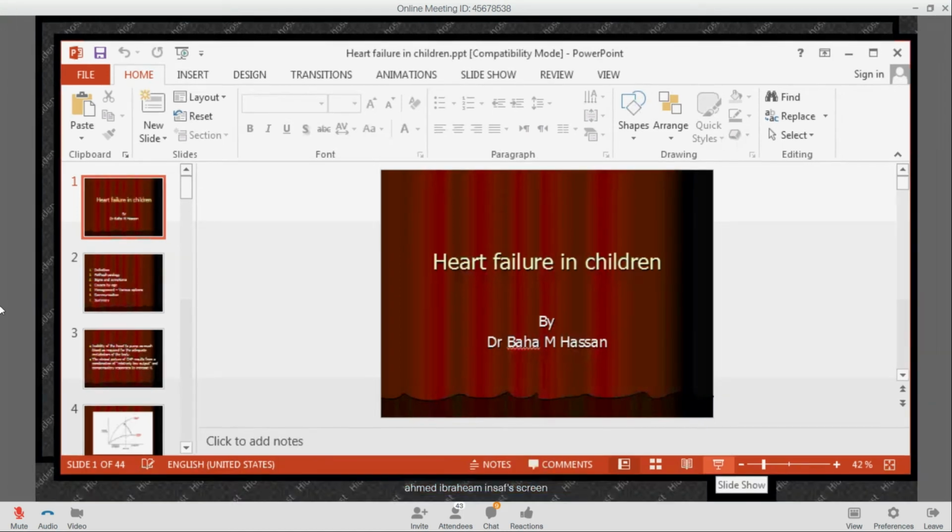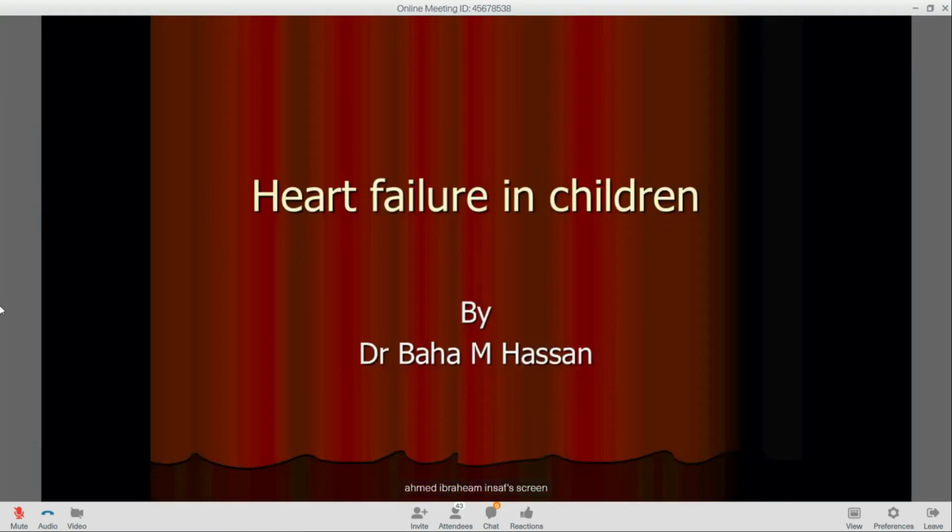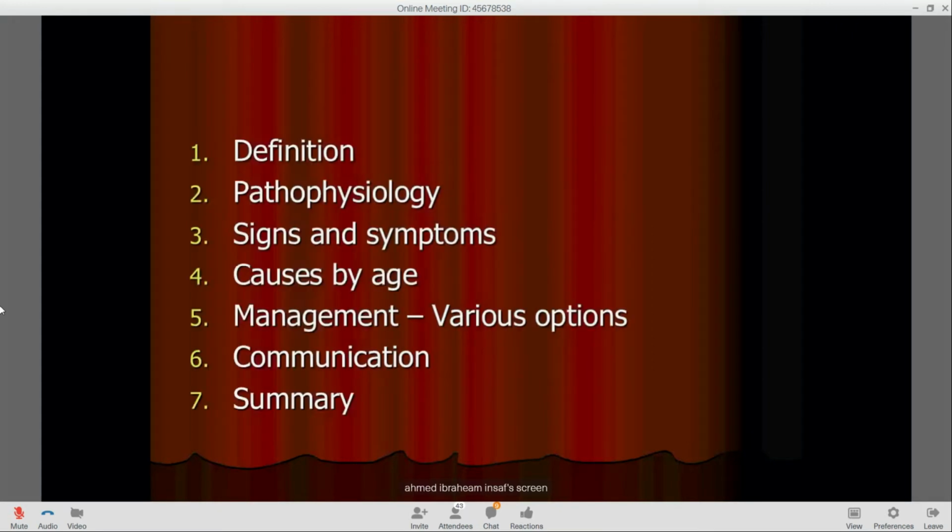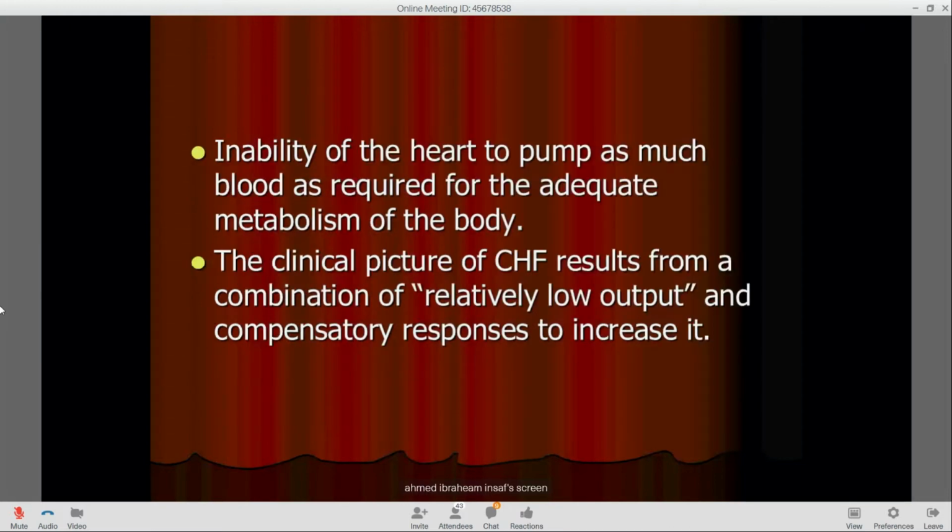General principles, the concepts you need to know about heart failure. What can heart failure be? Definitions and symptoms management. It is the inability of the heart to pump blood required by the body.